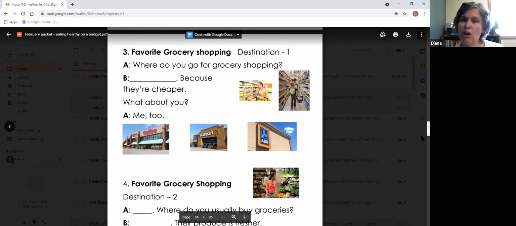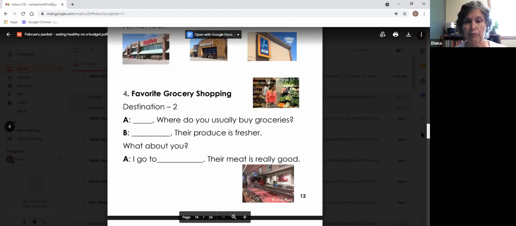And American food, pizza. It's a choice. We talked about where you go. And sometimes in answer B where it says because they're cheaper, I got because it's closer to my house. Because I have to walk there, right? So it gave them opportunities to change the conversation, which I encourage.